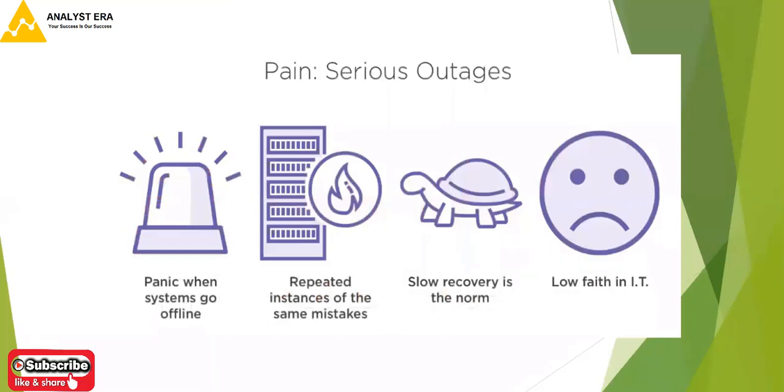What are the things which we have? In the current system, there is panic whenever systems go offline. If you don't have a DevOps kind of infrastructure, you would not be in a position to handle it whenever your systems go offline. There are very few ways in which you can handle things once the system goes offline, and there are repeated instances of the same mistake. You don't learn from your mistakes when you do not have DevOps integration in your system.